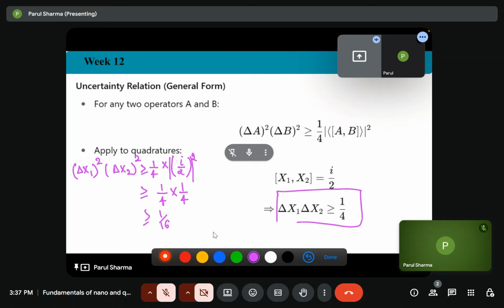We have already calculated this, but now we have calculated it using the ladder operators. This is the uncertainty relation for x1 and x2 quadratures.